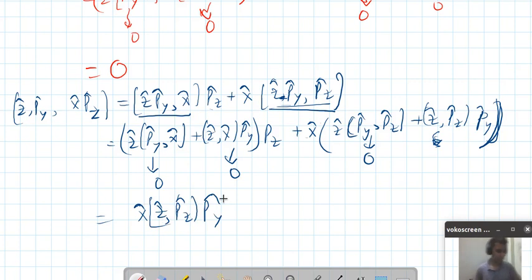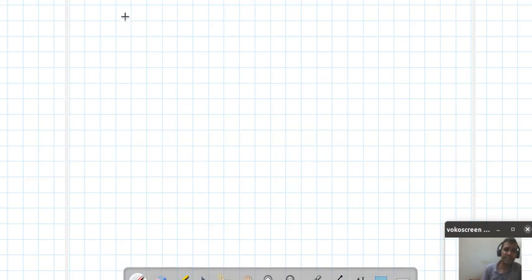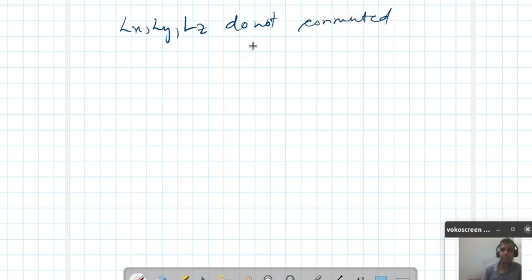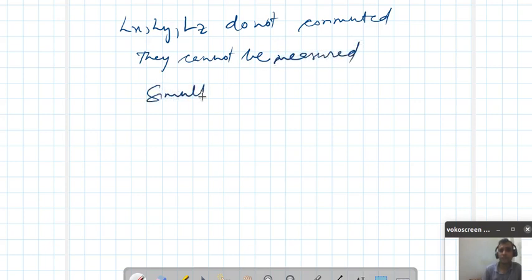So I have to use all these results as we saw earlier. Here what I am concluding from earlier is that these Lx, Ly, Lz do not commute. If they do not commute, that means they cannot be measured simultaneously. So this we have to keep in mind. This is a very important thing, right?